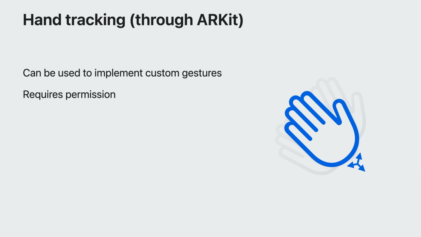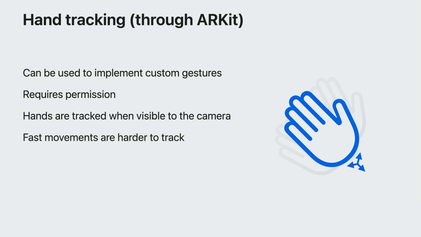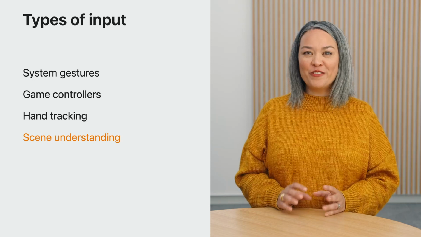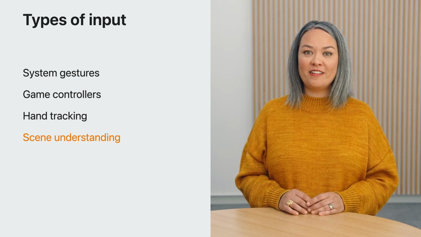There are some things to consider when designing this input. Hands can only be tracked when they are visible to the camera. Really fast hand movements can be hard to track. Take that into account. When you are working in a full space, you can request scene understanding.